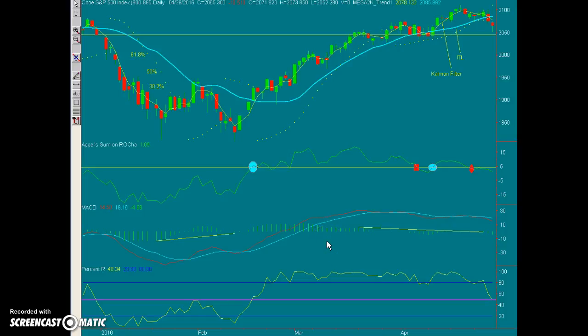If not, we can look forward to another drive down to about 2000, and that would be problematic for those of us who own some stocks still. Let's take a look at another chart.